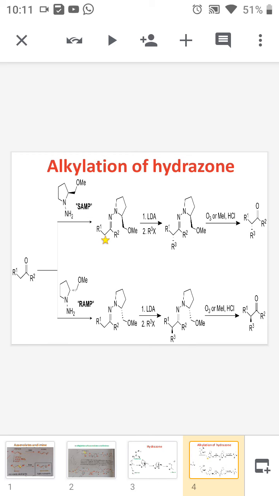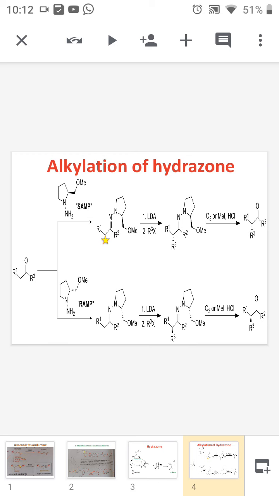The carbonyl group is the starting material, and we can use SAMP hydrazone. This is a hydrazone. It reacts with the carbonyl compound to form this compound. Now the carbonyl group can also be reacted with RAMP. The difference between SAMP and RAMP is the three-dimensional arrangement of the OMe group. In the SAMP, the OMe is in the upward direction, towards the observer. In the RAMP, the OMe is away from the observer. That is the only difference between SAMP and RAMP.